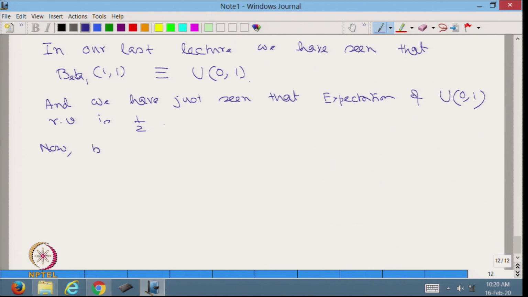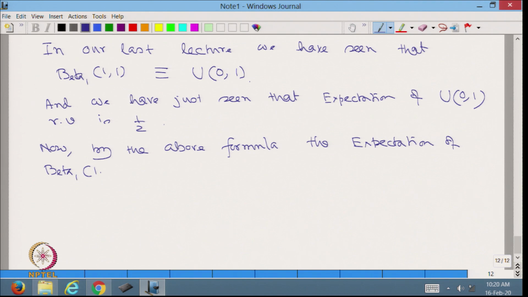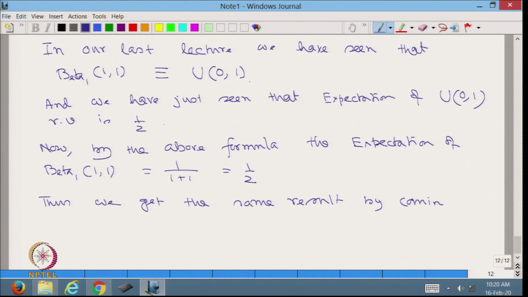Now, by the above formula, the expectation of beta 1 comma 1 is equal to 1 upon 1 plus 1, which is equal to half. Thus, we get the same result by coming from two different distributions.